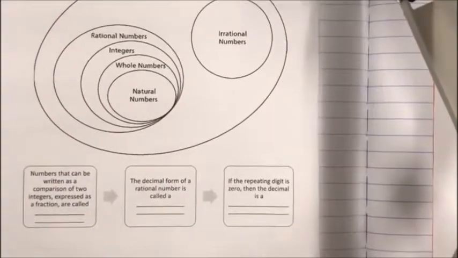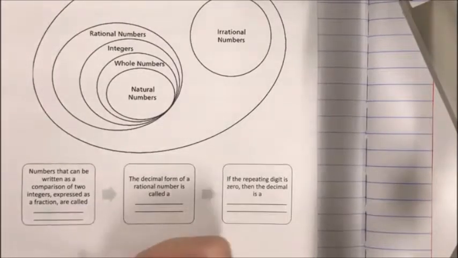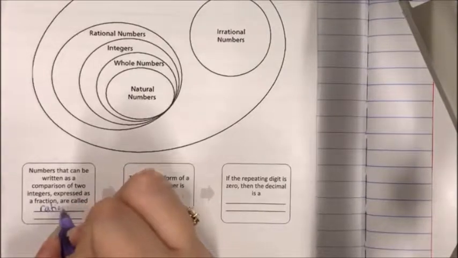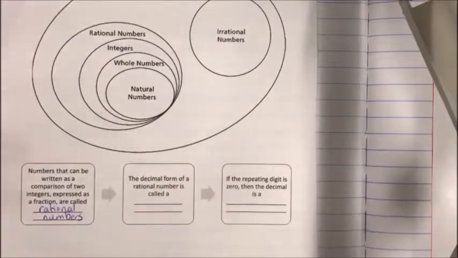There we go. So at the bottom I have: numbers that can be written as a comparison of two integers expressed as a fraction are called blank blank. In those two blanks, you're going to write rational numbers. So a rational number is any number that is a comparison of two integers. So basically, if you can write it as a fraction, it's considered a rational number.